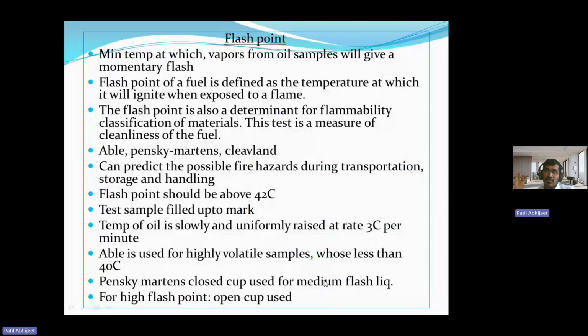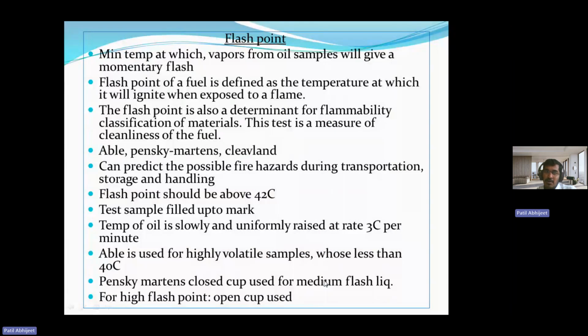Even at SPPU, in the quality control and analytical laboratories, these measurements are available. The Abel apparatus is there, the Pensky-Martens apparatus is there, and the Cleveland apparatus is there. In this apparatus, there is a possible fire hazard during transportation, storage, and handling.